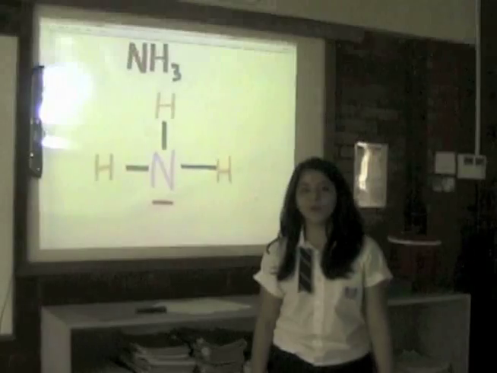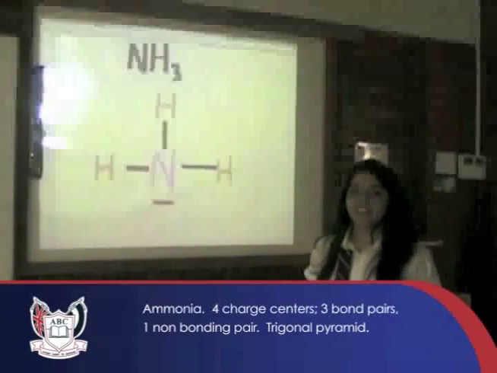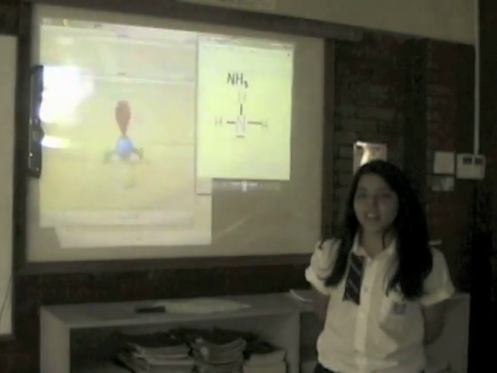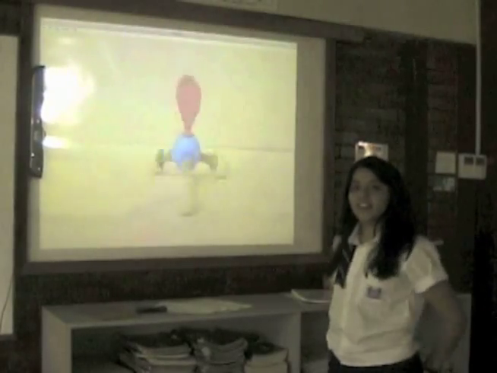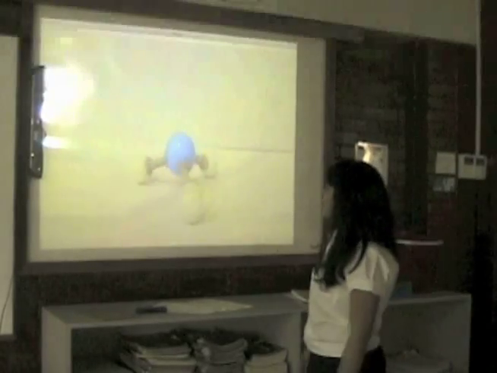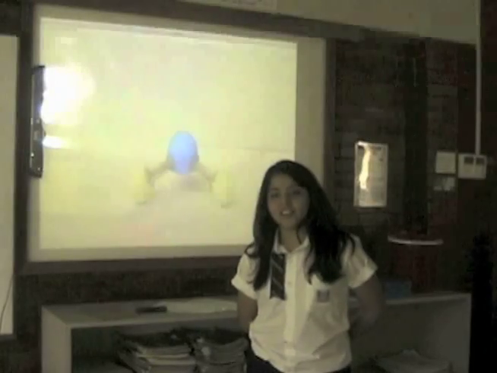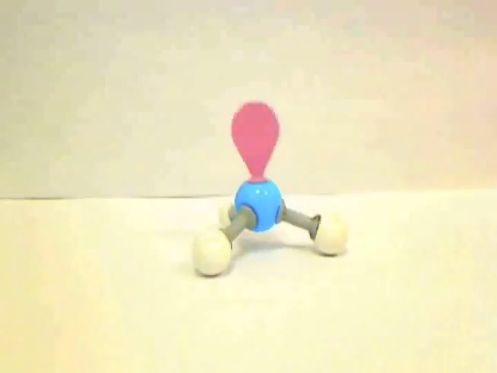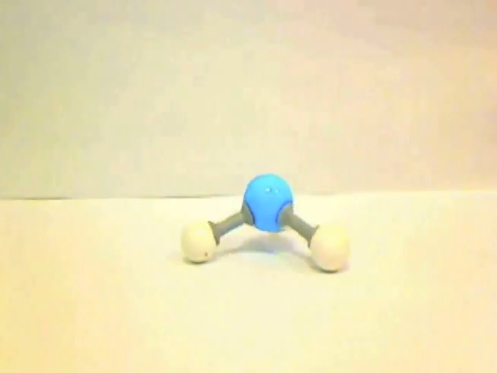My molecule is ammonia, NH3. It has 4 charge centers, and there are 3 bonding pairs and 1 non-bonding pair. The shape of the charge centers is tetrahedral because of the 4 charge centers, and the shape of the molecule without the non-bonding pair is trigonal pyramidal. The bond angle is 107. It is reduced from 109.5 because of the non-bonding pair, and the hybridization of ammonia is sp3.